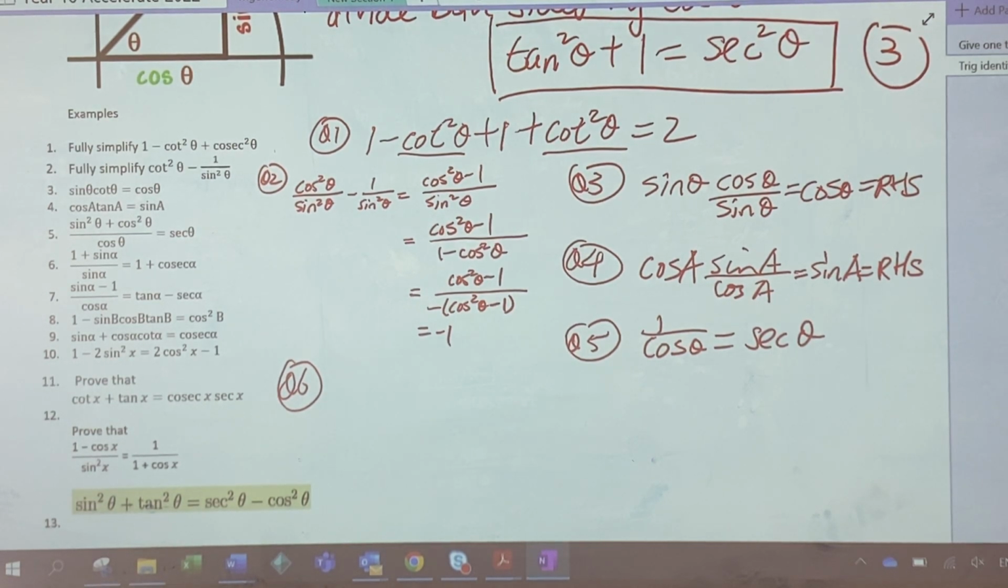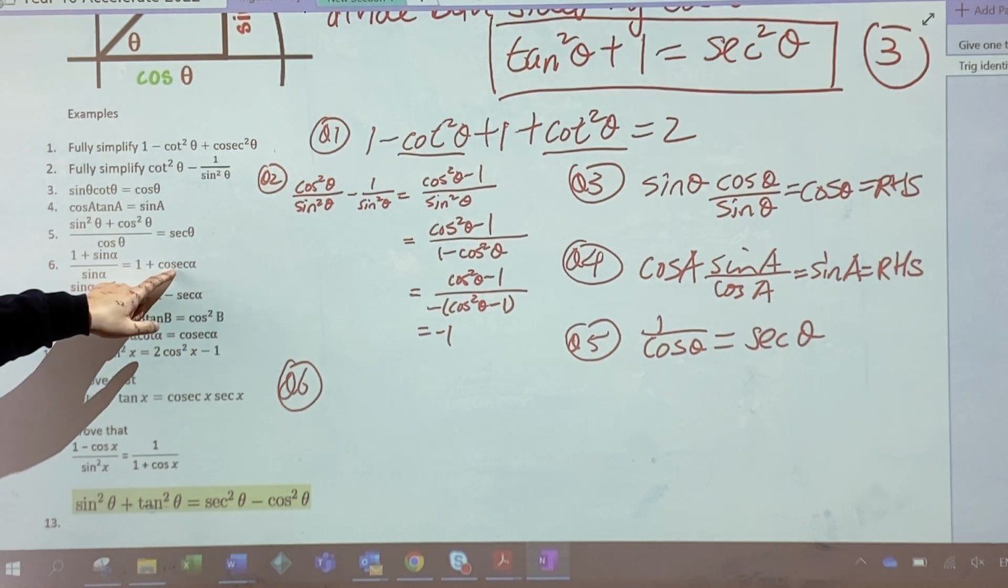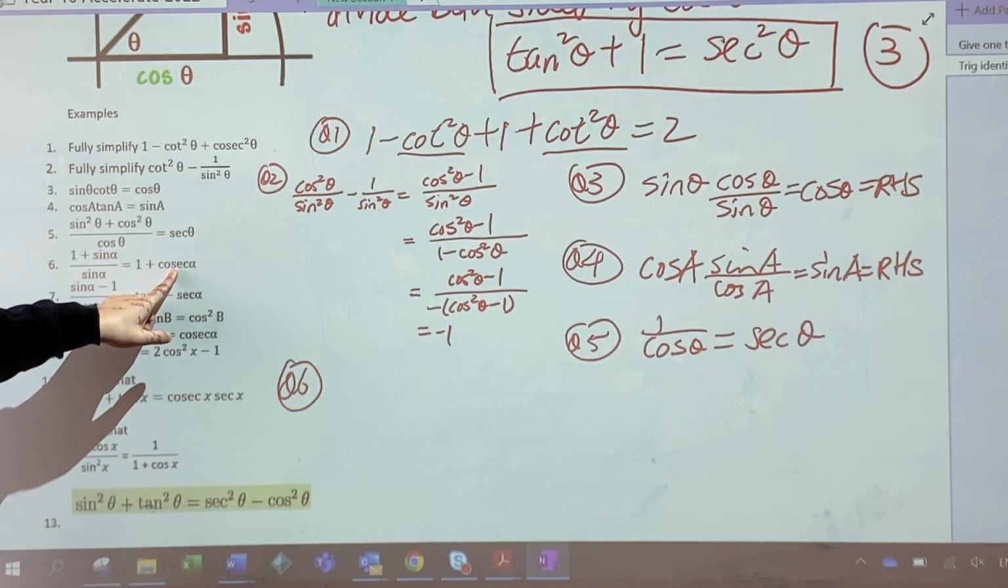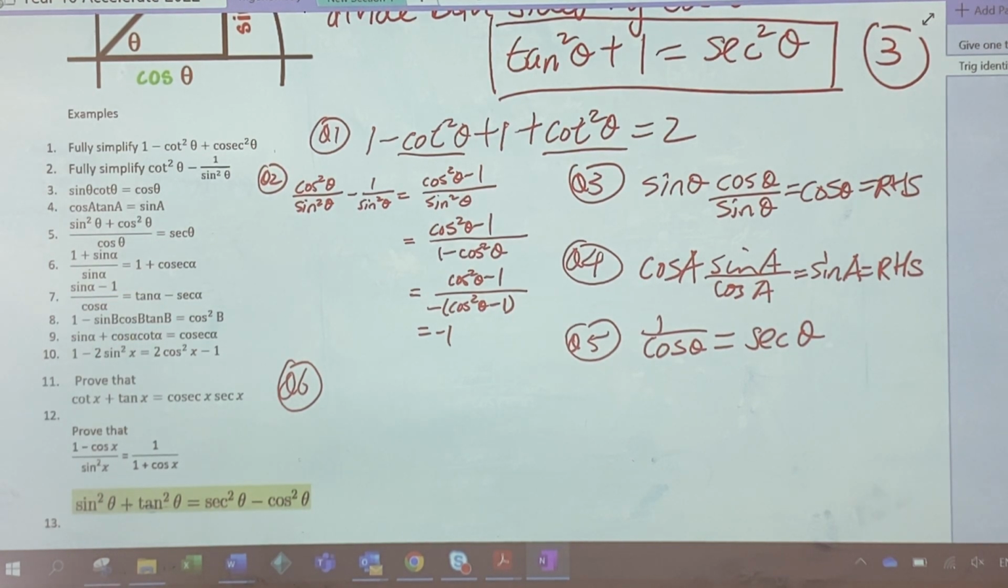So question 6, let's have a look at first. How about this one? We start from the right hand side. The reason I start from the right hand side is I want to change cosec, the unusual ones. Sine, cos, tan, we're very familiar with. We want to change the reciprocal ones. So what's cosec? 1 over sine. Very good.